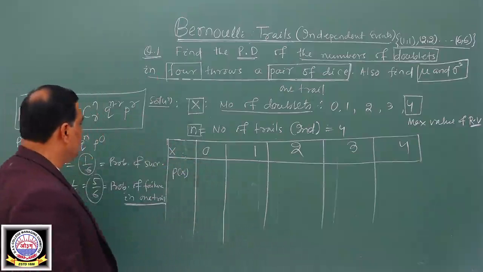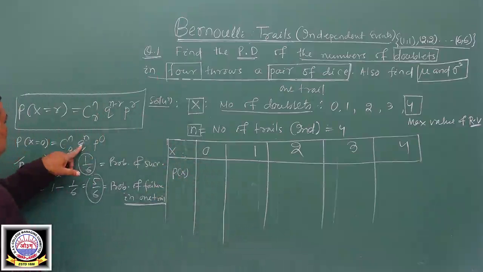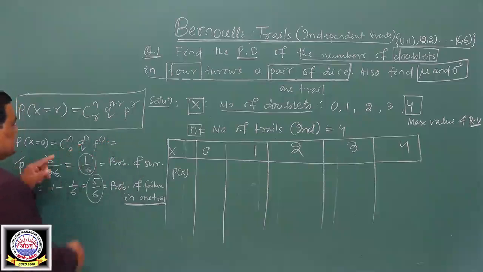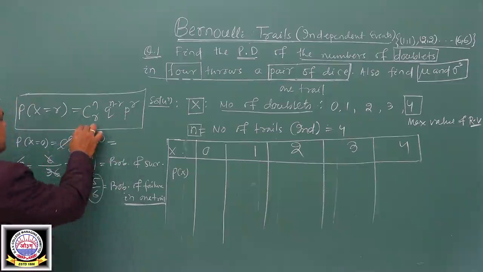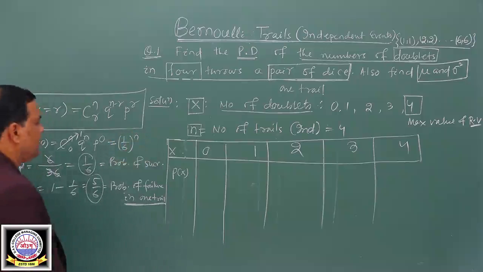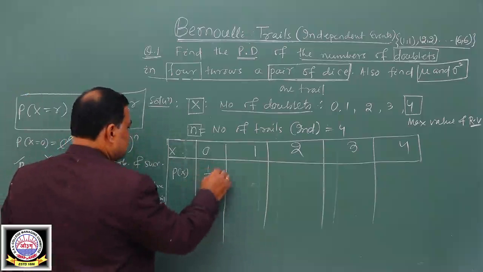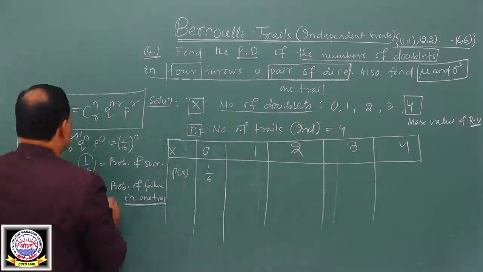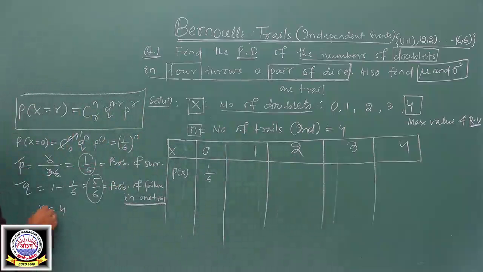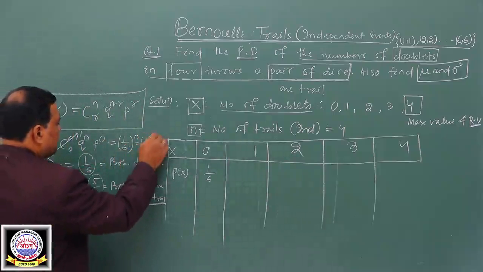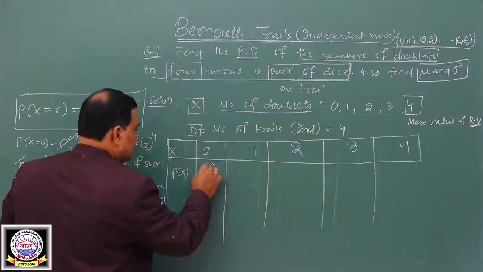So what will we get here? For P(x=0), q to the power n, if you put 1 by 6, then nC0 is equal to 1, and this is 1 by 6 to the power n. Here n is equal to 4, as you already found. That is 1 by 6 to the power 4. So the first one is 1 by 6 to the power 4.